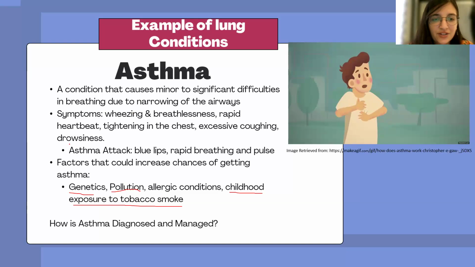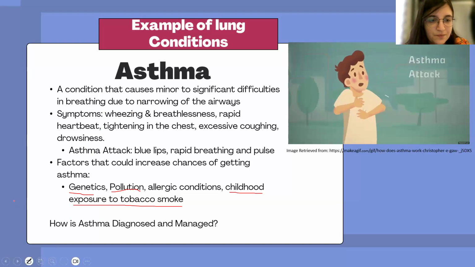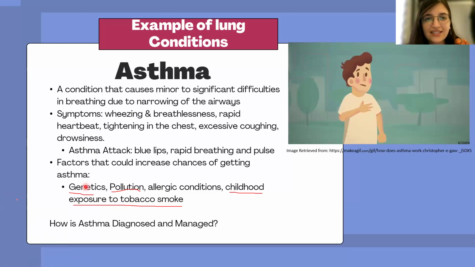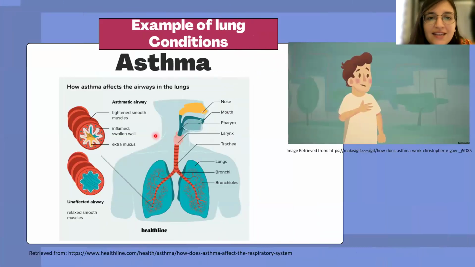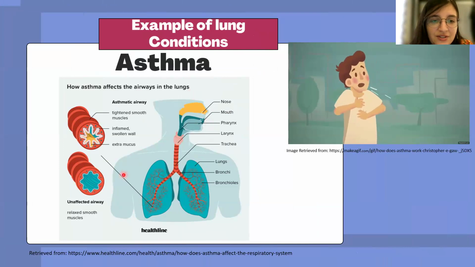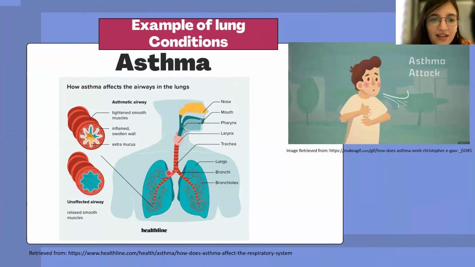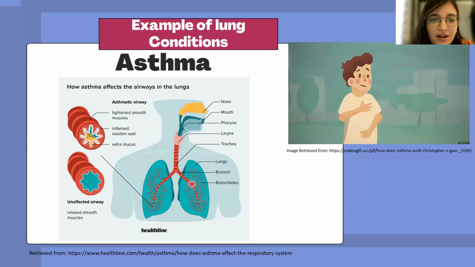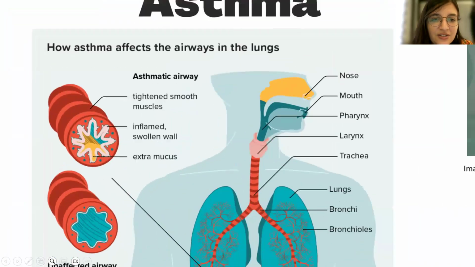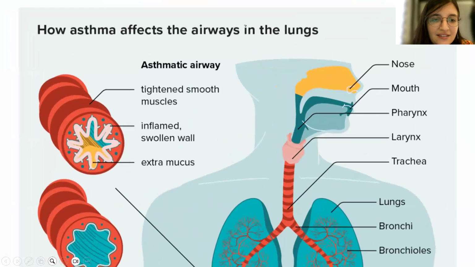Okay, so how is asthma diagnosed? How do you know that it's asthma and not some other condition? Let me go back to my mouse. Let's have a look at the picture first. I want to show you here clearly. This would be the normal airway: the trachea, the bronchus, bronchioles. Normal looks like this. But with an asthma patient, you see, it has tightened.